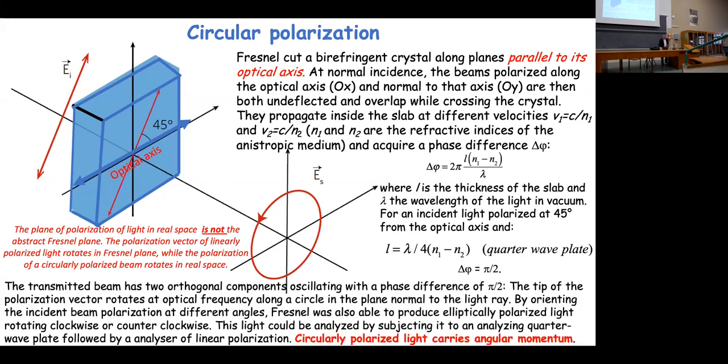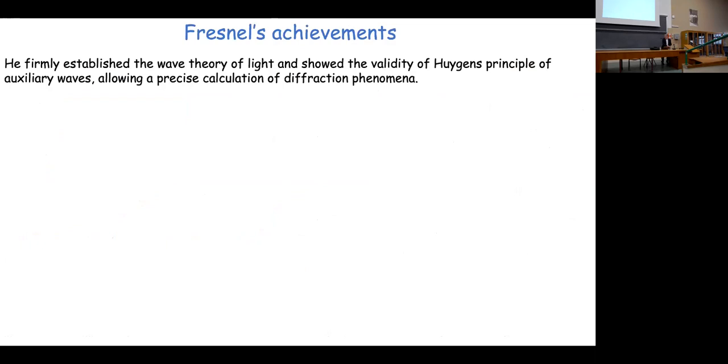So let me conclude by trying to state what are the achievements of Fresnel. First of all, he firmly established the wave theory of light, and he showed the validity of Huygens' principle, allowing a precise calculation of diffraction phenomena.